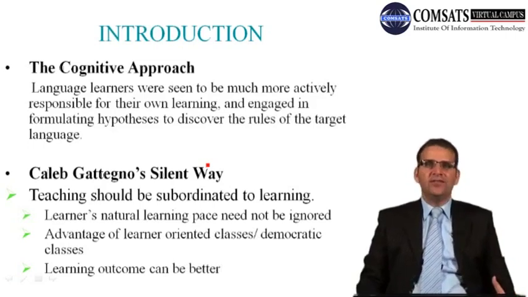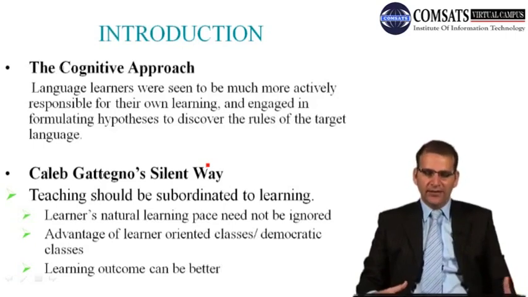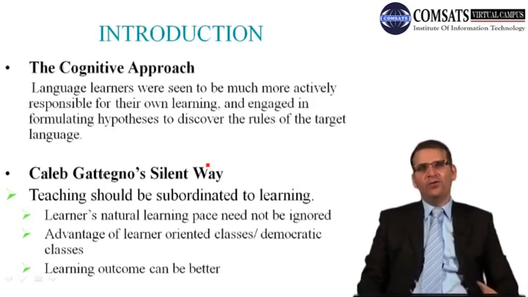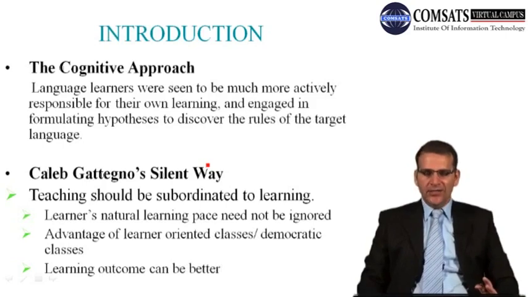And again, who gave this method? Caleb Gattegno's Silent Way. He gave this very important point, my dear students: teaching should be subordinated to learning. What does it mean, by the way? Think of it. Teaching should be subordinated to learning. What does it mean? This is the point that needs attention.